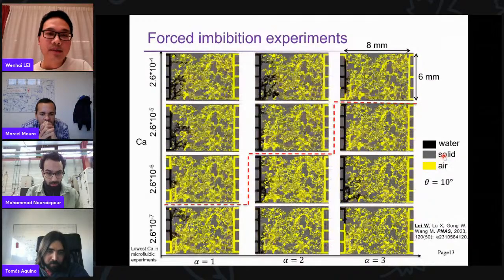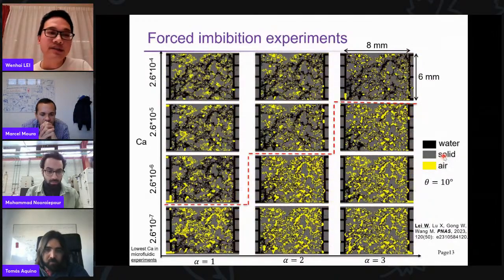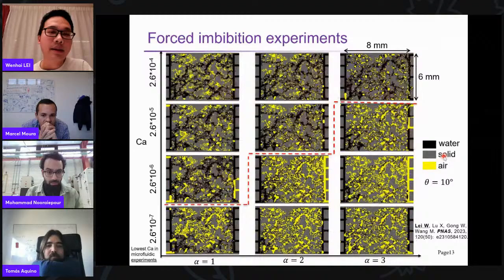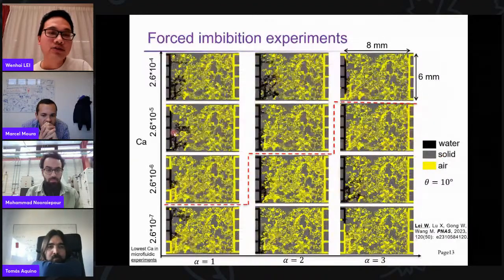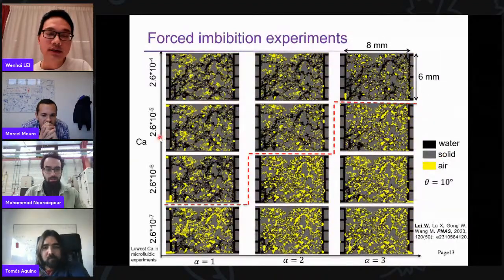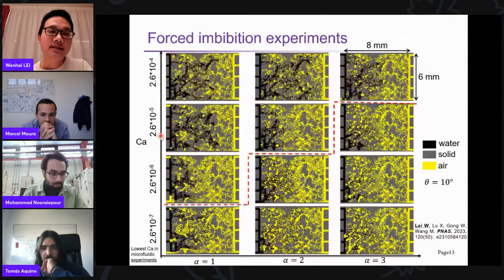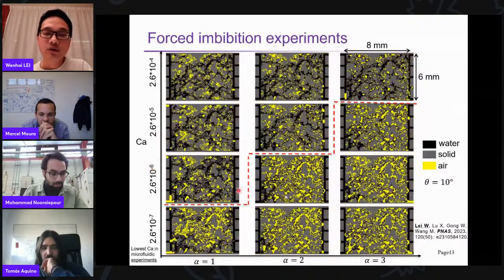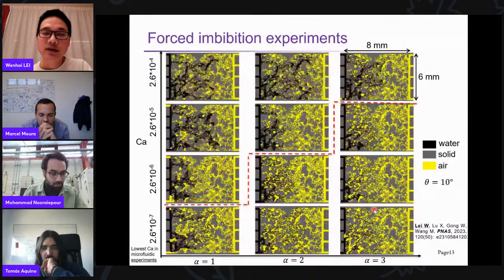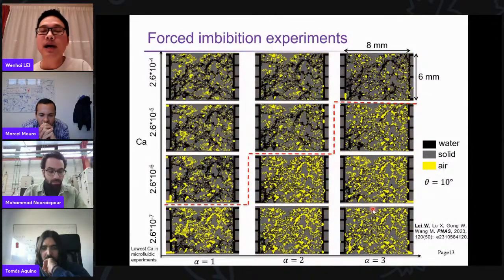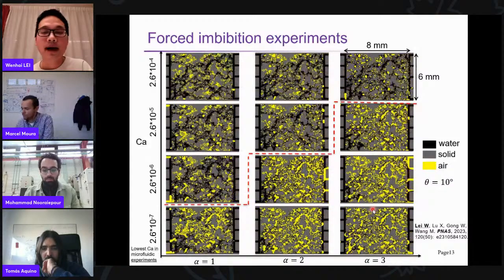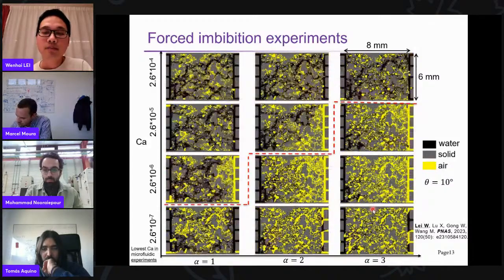This experimental result is a phase diagram which is controlled by the capillary number and the geometric confinement, or the depth variation. When we decrease the capillary number and increase the depth variation, we can see incomplete displacement patterns, which are controlled by the corner flow or film flow.